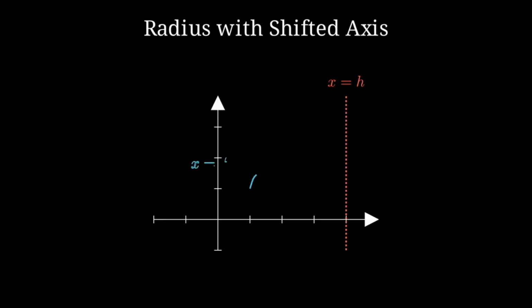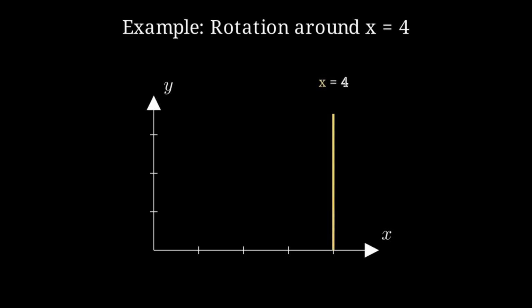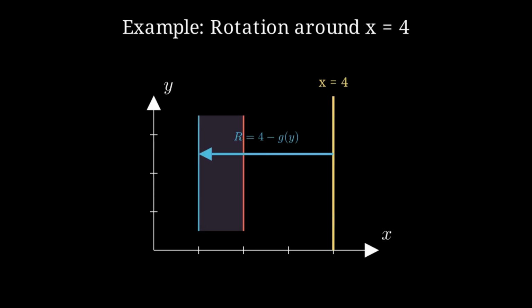Generally, if the axis of rotation is x equals h, the radius is the absolute difference between the function and h. If the axis is to the left of the region, we subtract the axis value from the function. If the axis is to the right, we subtract the function from the axis value. Consider rotating around x equals 4, which is to the right of our region. The curve furthest from x equals 4 is actually the one on the far left. So, the outer radius is 4 minus the leftmost curve, and the inner radius is 4 minus the rightmost curve. Order is everything when the axis shifts.